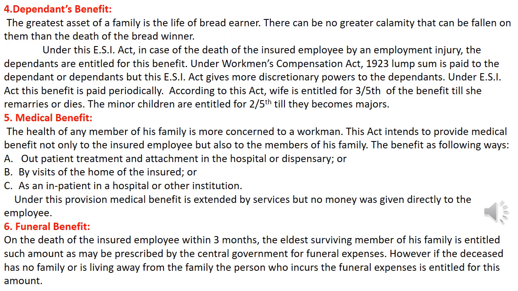Coming to the third benefit, dependents benefit. The greatest asset of a family is the life of the bread earner. Under the E.S.I Act, in case of the death of the insured employee by an employment injury, the dependents are entitled to this benefit. Under the Workmen's Compensation Act 1923, a lump sum is paid to the dependents. But the E.S.I Act gives more discretionary powers to the dependents, as the benefit is paid periodically. According to this Act, the wife is entitled to 3/5 of the benefit till she remarries or dies, and the minor children are entitled to 2/5 of the benefit until they become majors.